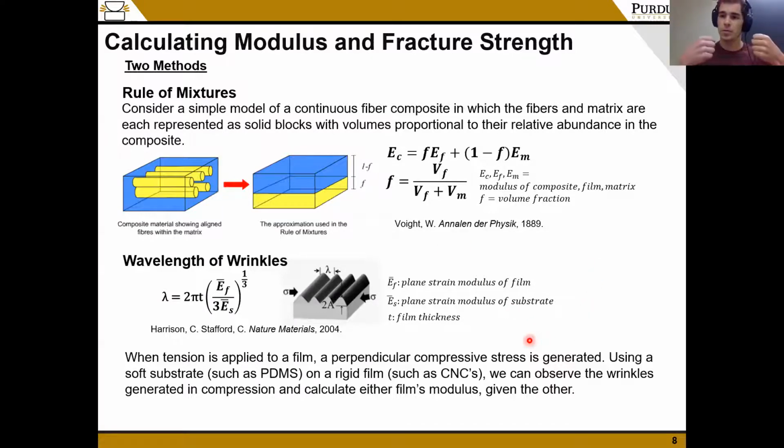So when we pull on a film, since we're using PDMS, which is a soft substrate, it's going to generate a compressive stress in the opposite direction. That's going to make the PDMS want to wrinkle. By analyzing the wavelength of these wrinkles, we can calculate the modulus of the CNC thin film.